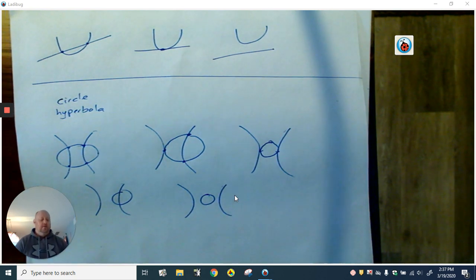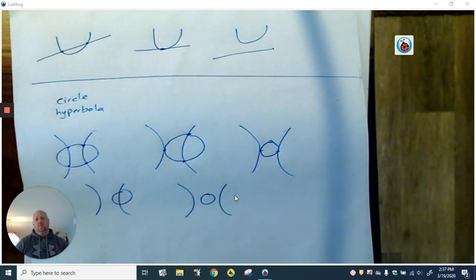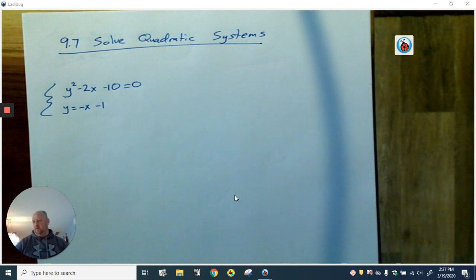So in that case, we would have the potential of up to four possible solutions that we would be on the lookout for. So understanding what shapes you're dealing with gives you a good idea of how many solutions we are potentially looking for, okay? So back to this problem here.